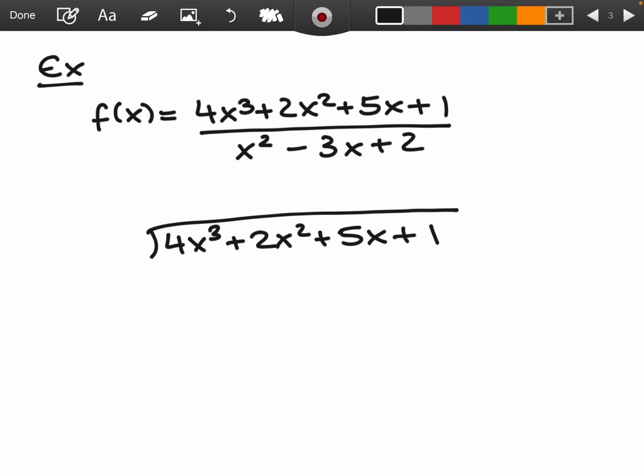I do a subtraction, and that would leave me with 14x squared minus 3x. And then I have to see what I need to multiply x squared by to get to 14x squared. That would be 14, so I put plus 14. And then I multiply my whole polynomial through by that 14. Okay, subtract.